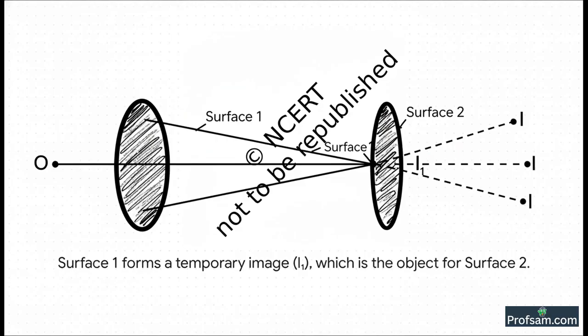A ray from the object O hits the first surface and bends. Now, if the second surface wasn't there, it would have formed an image at I1. But wait, before it can do that, it hits the second surface. So this temporary image, I1, now acts like a virtual object for the second surface. And the second surface then forms the final, real image at I. It's a fantastic 2-step process.